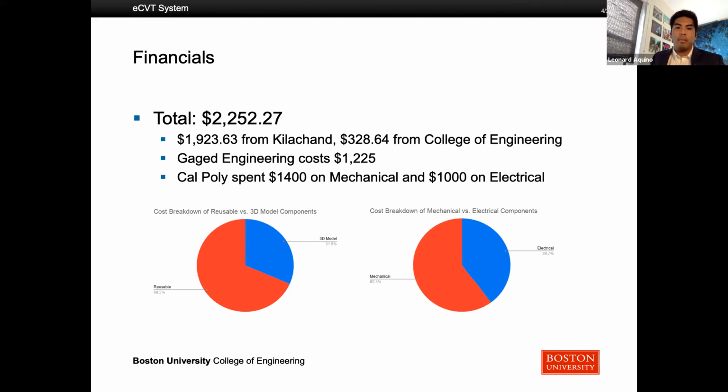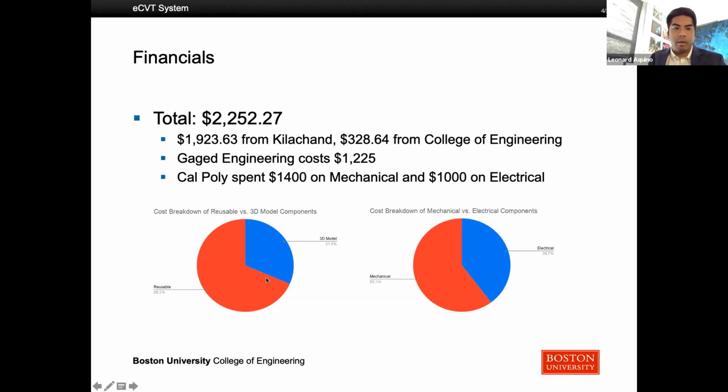For comparison, the purely standard mechanical CVT that Baja typically buys costs about $1,200. And a similar student eCVT design group at California Polytechnic State University spent about $1,400 on their mechanical aspect and then $1,000 on their electrical controls.